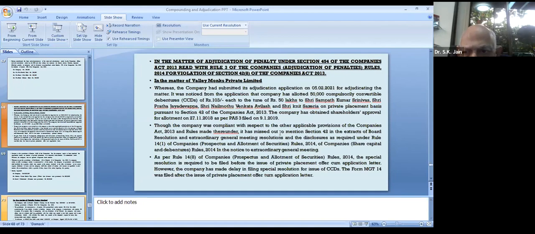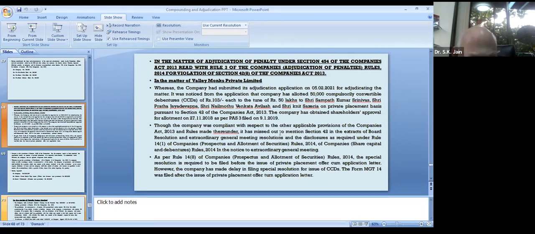The company had obtained shareholders' approval for the allotment on ITNA. Though the company was compliant with respect to other applicable provisions of the Companies Act and rules made thereunder, it missed out on mentioning Section 42 in the extract of the board resolution. Now, the only allegation is that in the board resolution, Section 42 has not been mentioned, nor in the extraordinary general meeting resolution, and disclosures as required under Rule 14(1) of the Companies (Prospectus and Allotment of Securities) Rules.